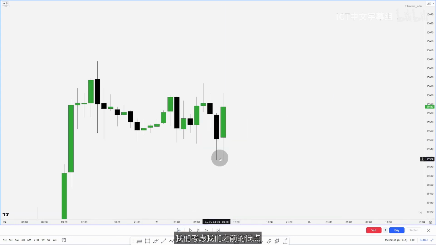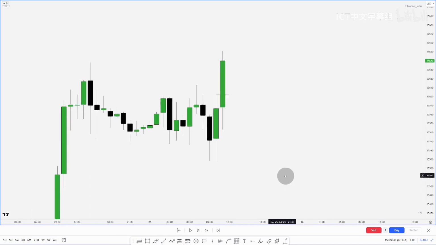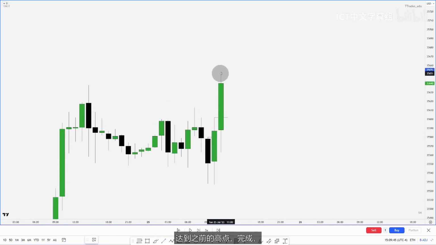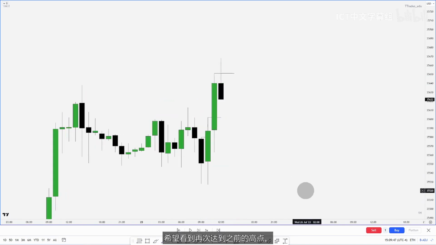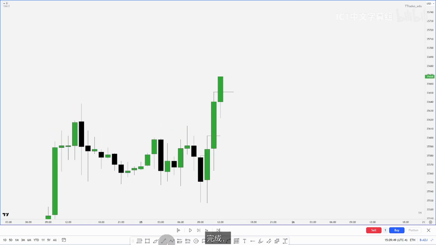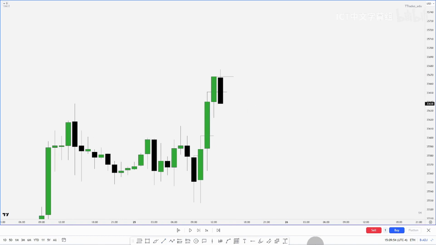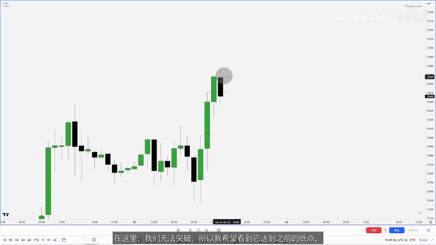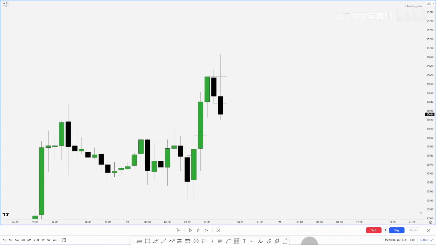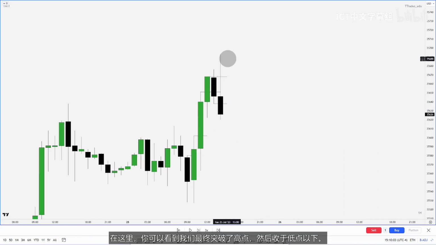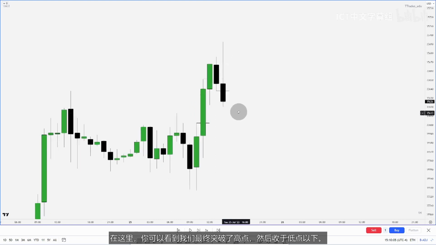We take our previous low and close over our high here. From here, I can expect a reach for this previous high. Reach for our previous high, close out. I want to see another reach for a previous high. Close out, reach for another previous high. Right here, we can't close outside, so I'd want to see it reach for a previous low. Right here, you can see we end up sweeping this high and then closing below this low.